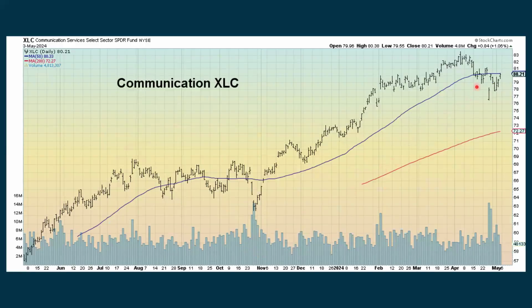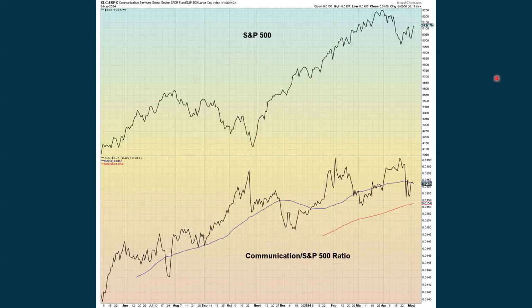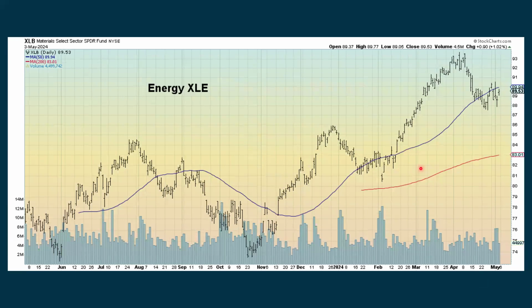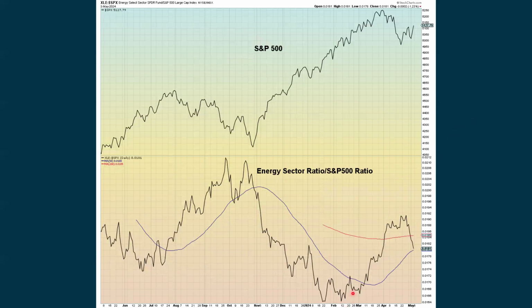Communication, getting back up to its 50-day moving average. And this has been a stronger area, and it's trying to get back above this other 50-period moving average with the ratio. If this could really go back up, that would give more support to the market. Energy, which had been doing quite well, actually dropped below its 50-period moving average, but it's still in an uptrend. And it had been starting to outperform on a ratio basis compared to the S&P, but lately has been pulling back.